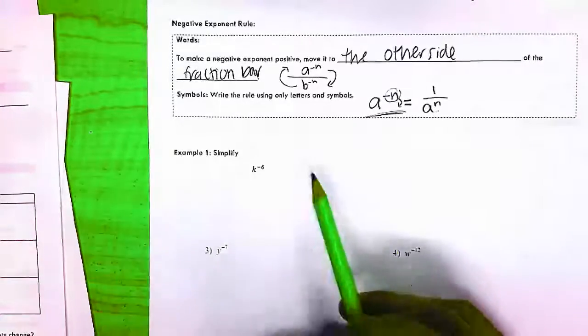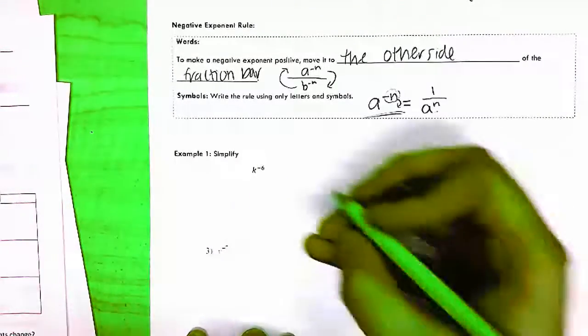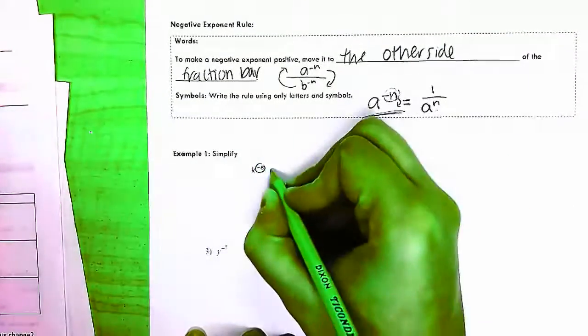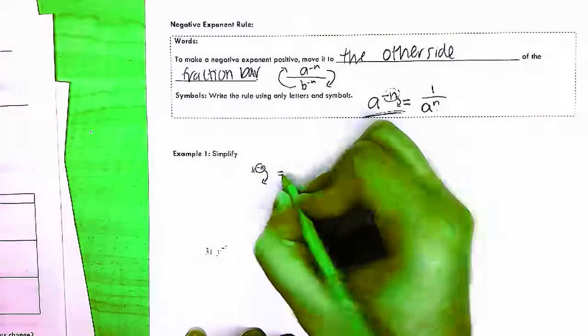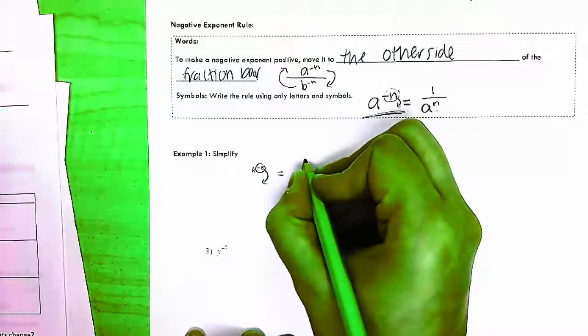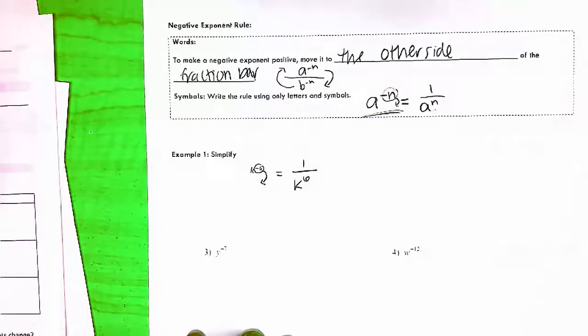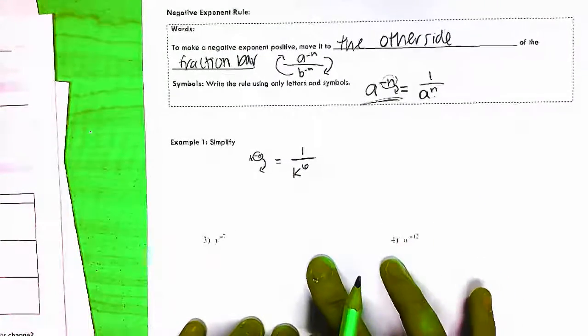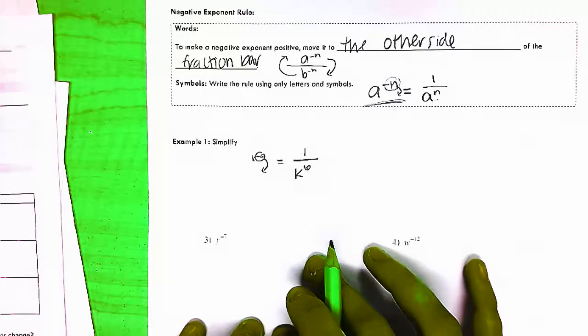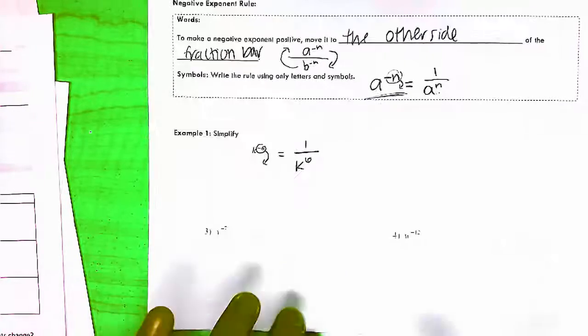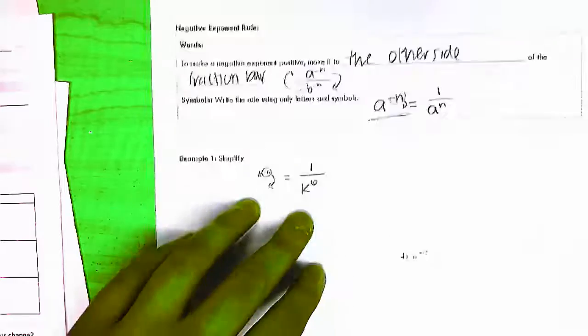So looking at example number 1, I had k to the negative 6. So I see a negative exponent. I know that means I have to flip it over my fraction bar, and it gives me 1 over k to the power of 6. I'm going to let you guys try these two on your own. Again, the answer key is on the wall over next to the calculator. So if you want to make sure you did it right with those two, please check your answer key.